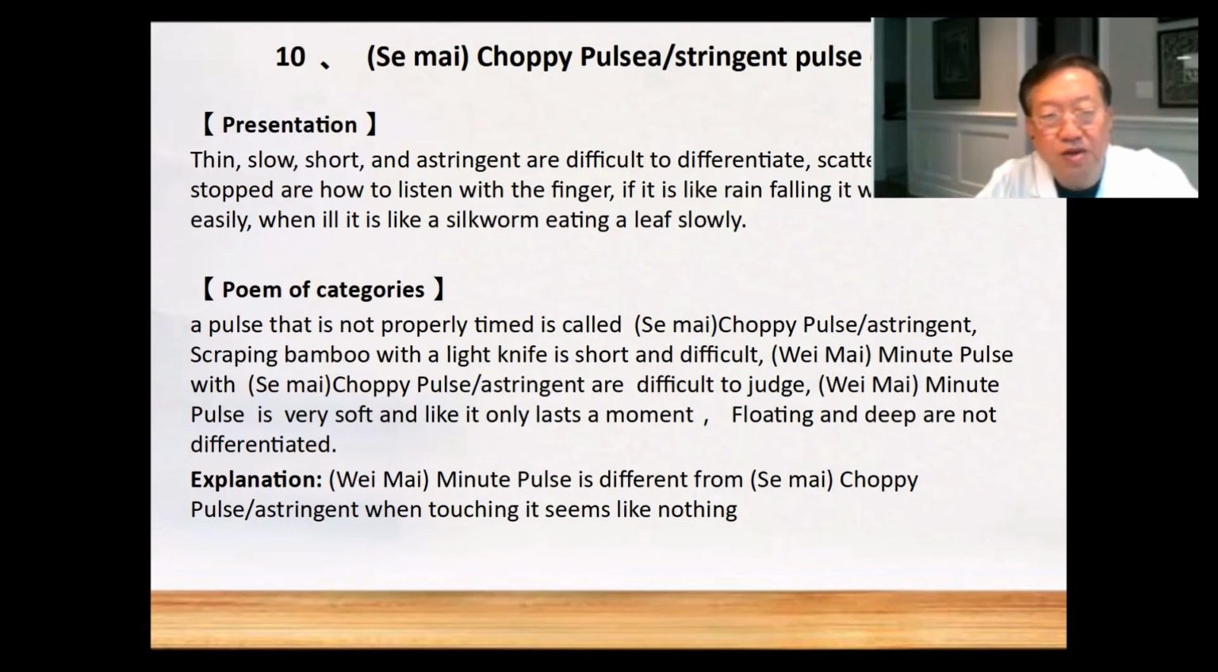Poem of categories. The pulse that is not properly timed is called semai or choppy pulse or astringent. Scraping bamboo with a light knife is short and difficult. Weimai, minute pulse, with semai, choppy or astringent pulse, are difficult to judge. Weimai, minute pulse, is very soft, like it only lasts a moment. Floating and deep are not differentiated. Explanation. Weimai, or minute pulse, is different from semai, choppy or astringent pulse. When touching it seems like nothing.